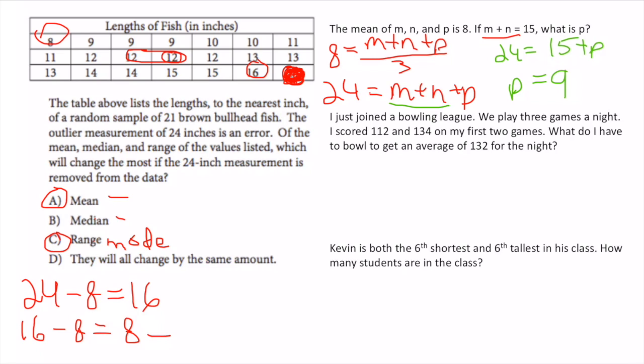So I just joined a bowling league. We play 3 games a night. I scored 112 and 134 on my first 2 games. What do I have to bowl to get an average of 132 for the night?